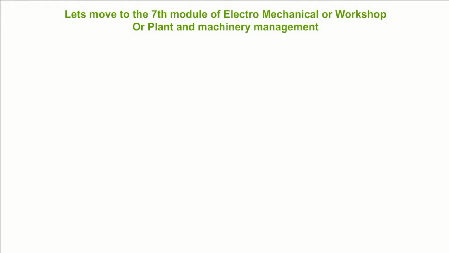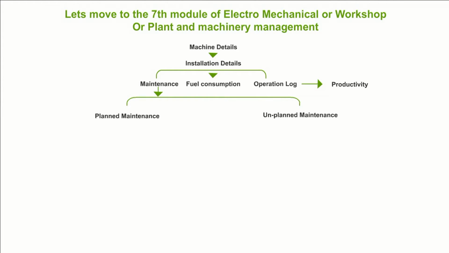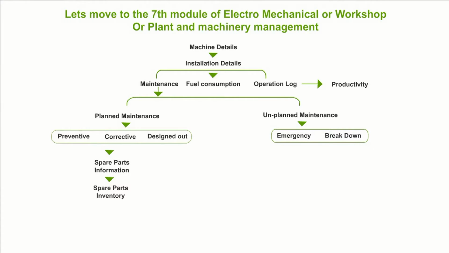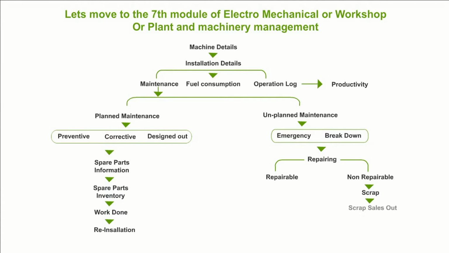Let's move to the seventh module of electromechanical or workshop or plant and machinery management. This is the flowchart of the electromechanical workshop. You enter the details of the machine and installation details. You can do planned and unplanned maintenance of the machine, monitor fuel consumption of the machine, and check productivity. You can repair the machine during an emergency or breakdown, make an inventory of spare parts, and record scrap sales.